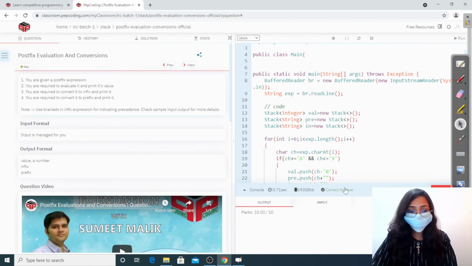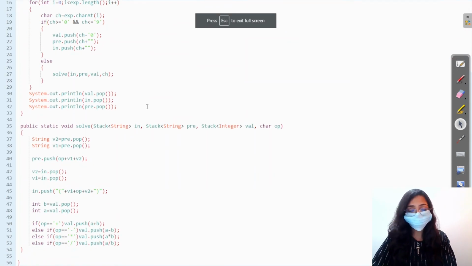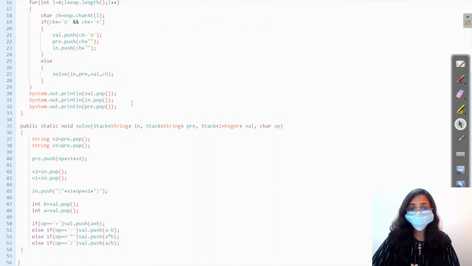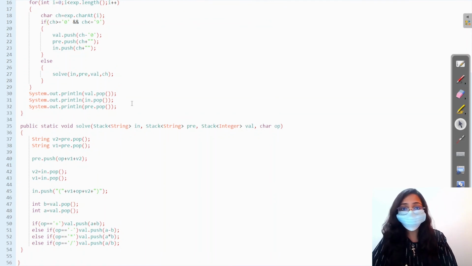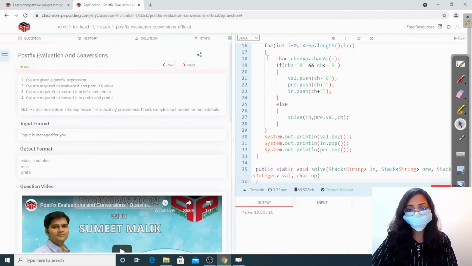So what we did was we created the three stacks, that is value, infix and prefix. If it was an operand, we were pushing it onto the stack. If it was an operator, we were doing the task. So I hope you understood the question as well as the solution.